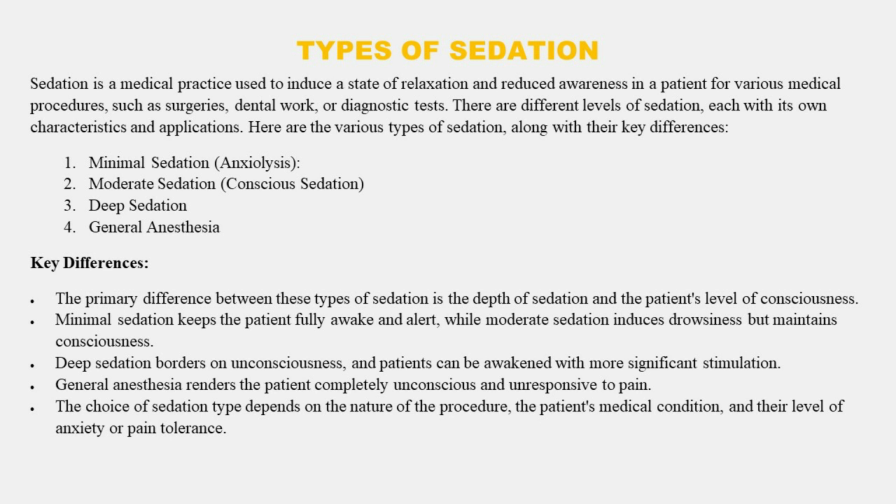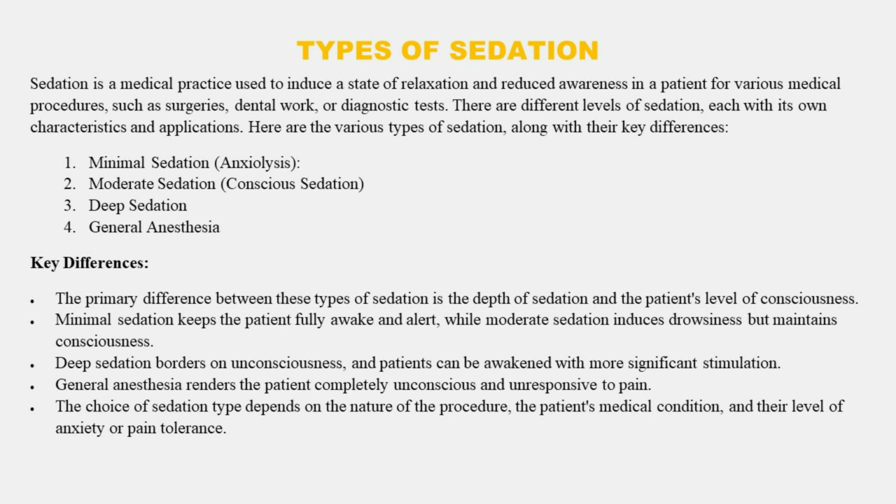4. General anesthesia. General anesthesia is the deepest level of sedation, rendering the patient completely unconscious and unresponsive to pain or external stimuli. It involves the administration of anesthetic drugs that induce a controlled loss of consciousness. It is used for major surgeries, such as heart surgery, brain surgery, or complex orthopedic procedures. Patients require artificial ventilation during general anesthesia.